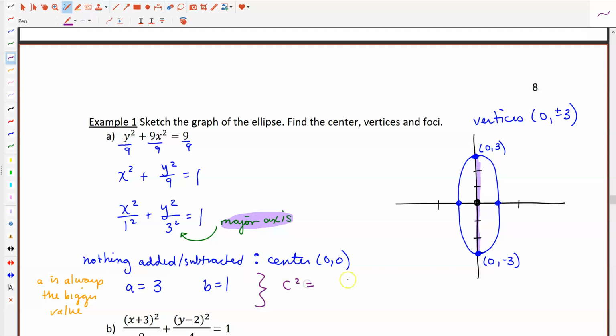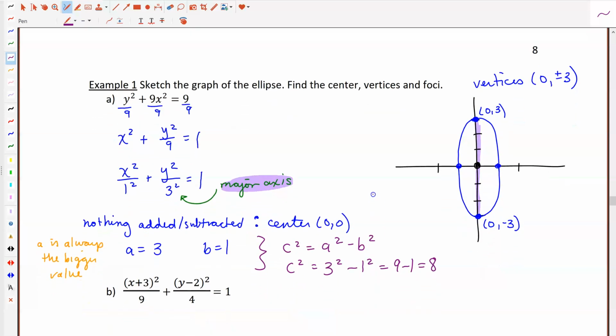All right, so c squared. For an ellipse, we subtract, so I'm going to get a squared minus b squared. And then notice that a is always going to be bigger, right, when you do this, so I'm going to get 3 squared minus 1 squared, or 9 minus 1 is 8. So if c squared is equal to 8, then c is equal to the square root of 8, which is the same thing as 2 root 2. So popping that into the calculator just to get an idea about how big this is going to be, 2.8.